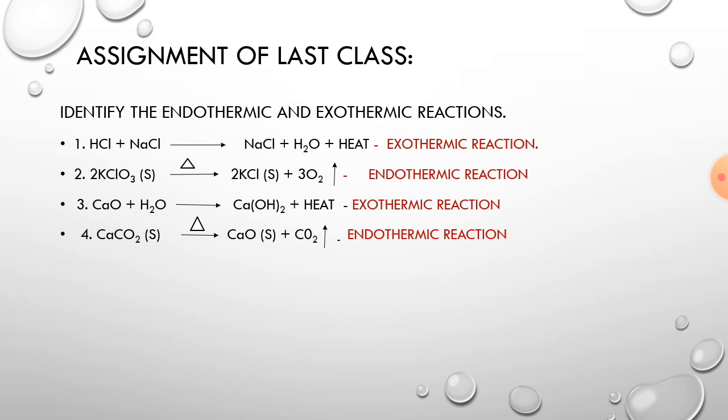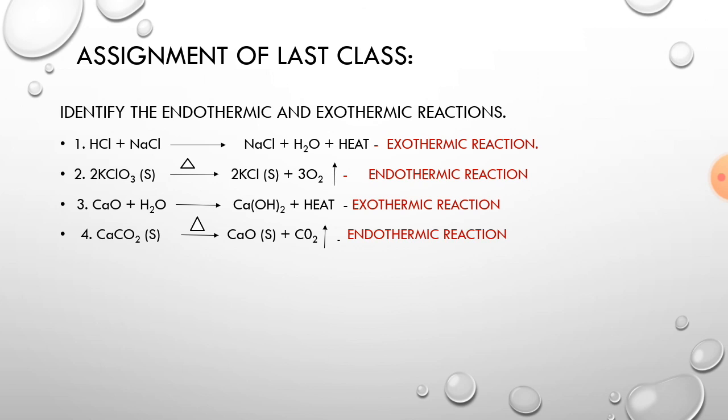So let's see what the assignment is. I had asked you to identify the endothermic and exothermic reactions. As I have told you, in an endothermic reaction, heat is written on the reactant side, and on the arrow mark there is a symbol of heat shown. Then it is endothermic. But when heat is written on the product side, it is called an exothermic reaction.